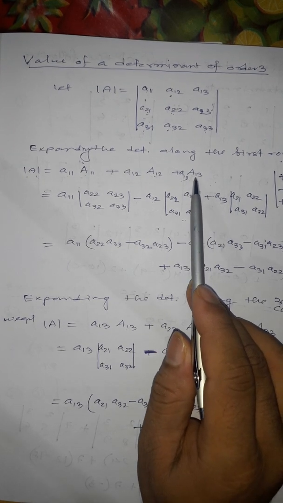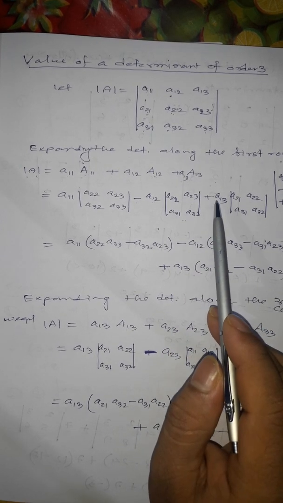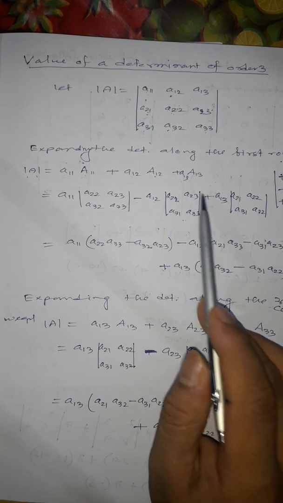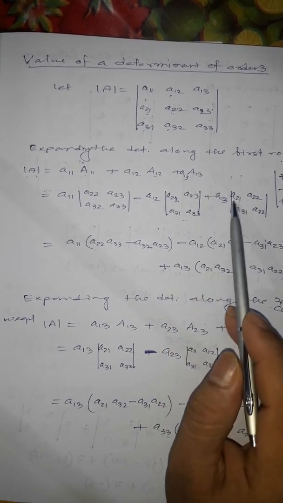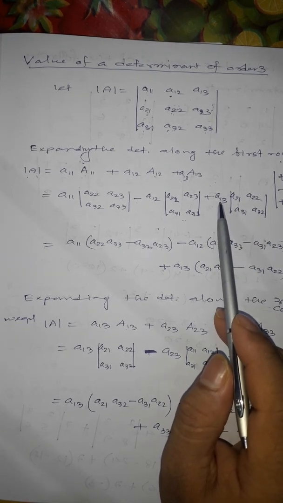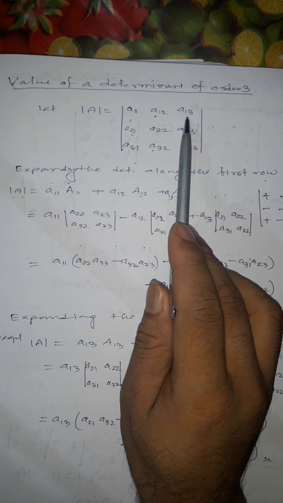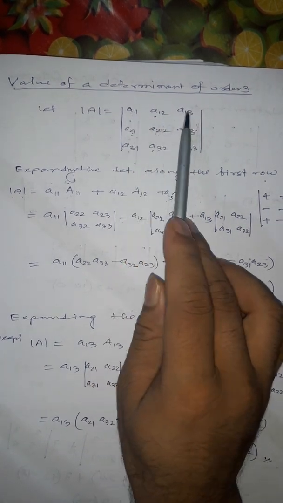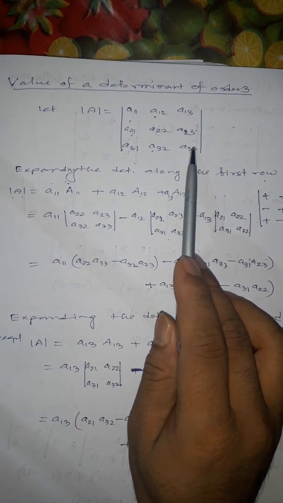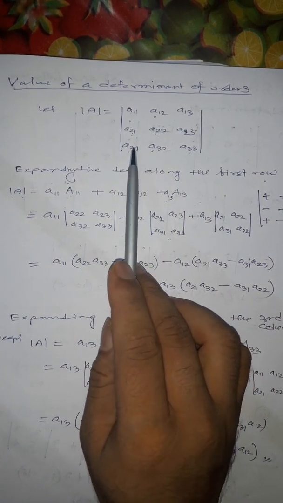Plus A13 into the cofactor of A13. 1 plus 3 is 4, so it is even. So you'll get a plus sign. So the plus sign will remain the same. Into the minor you'll write A13, you'll just replace it by the minor of the element. To get the minor of this element, you delete this row and this column because this element is in the first row and in the third column. So A21, A22, A31, A32.